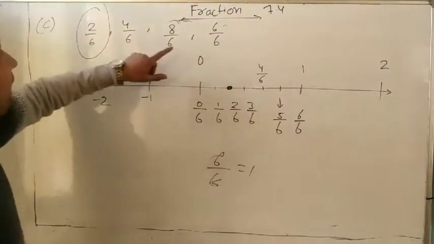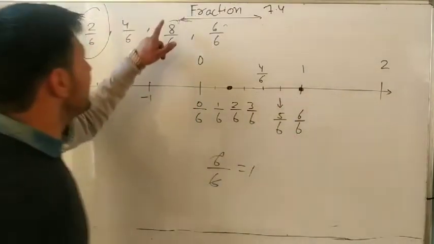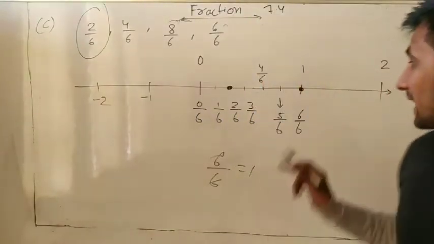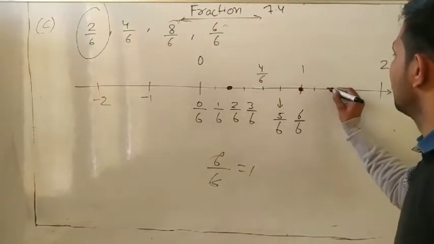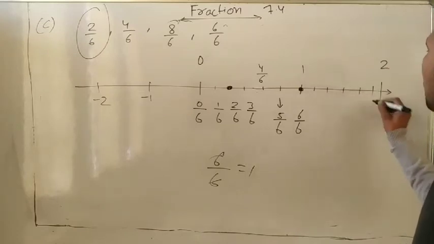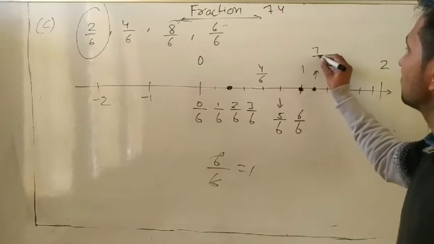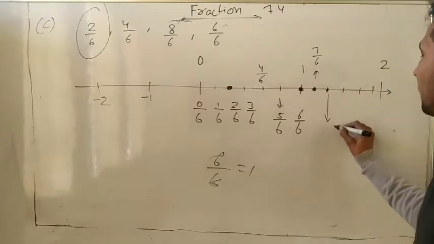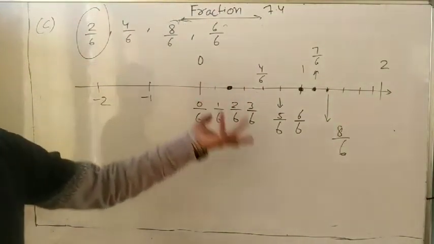But we have to find 8 by 6 also. That means next is 7 by 6. So again we will divide into 6 parts, 1, 2, 3, 4, 5, like this. Next is 7 by 6, next is 8 by 6. So it is on the number line. So you can represent any number like this.